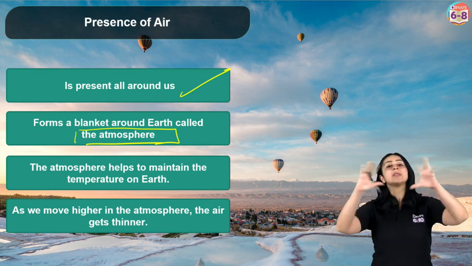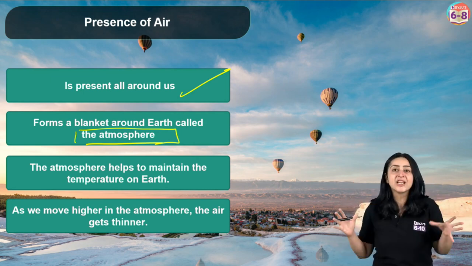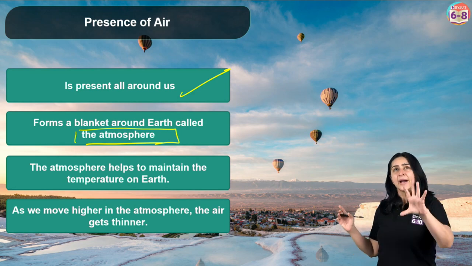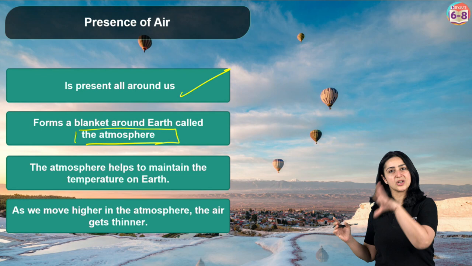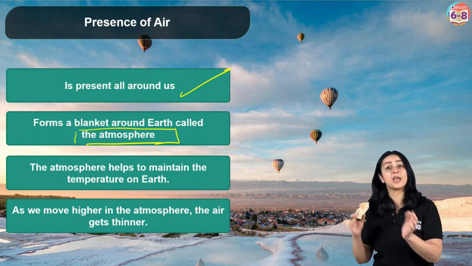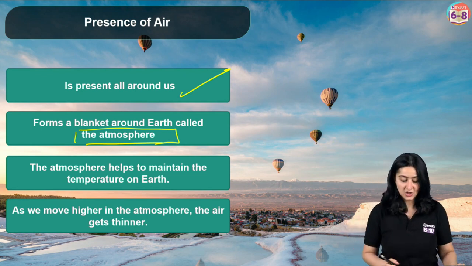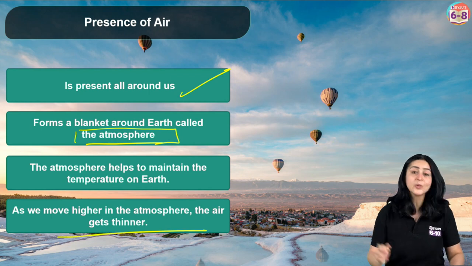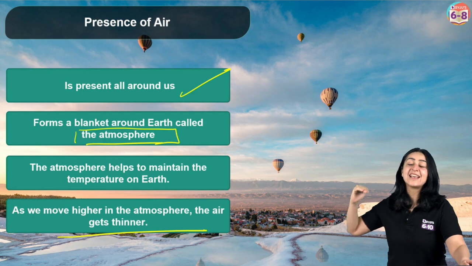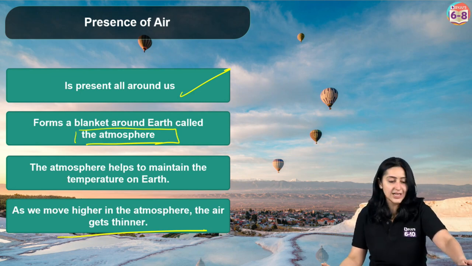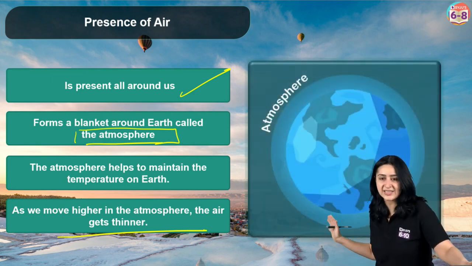Let's just say we know that the atmosphere is all around the earth. But tell me, do you think that the atmosphere remains constant in the sense that it is of the same thickness all around the earth? No, this is not really true, because as we move higher and higher into the layers of air, the air starts getting thinner and thinner. So let me just show this to you as a picture.